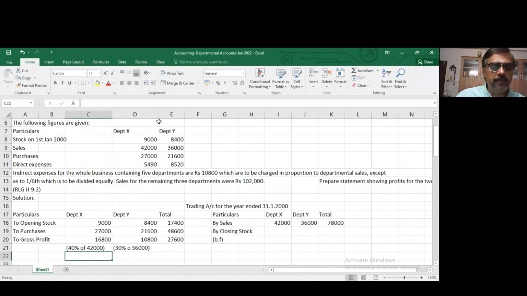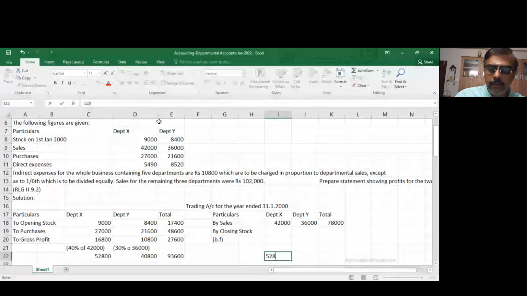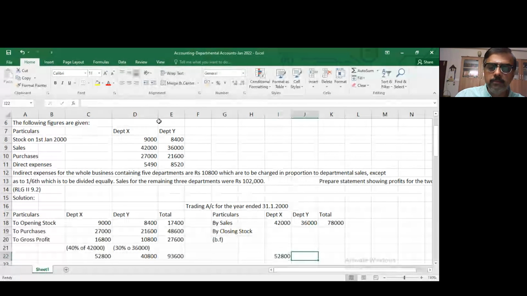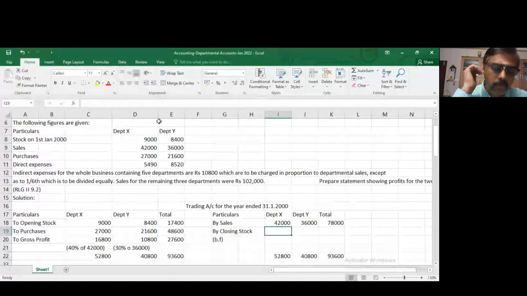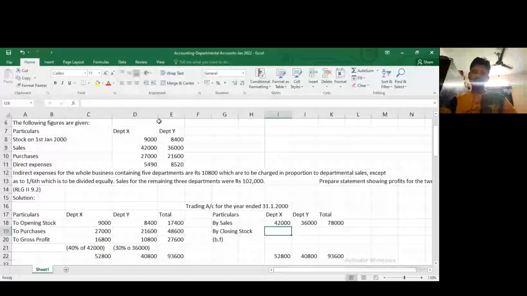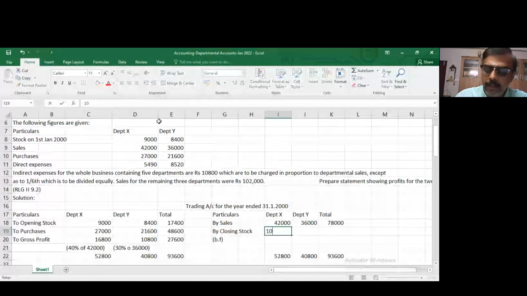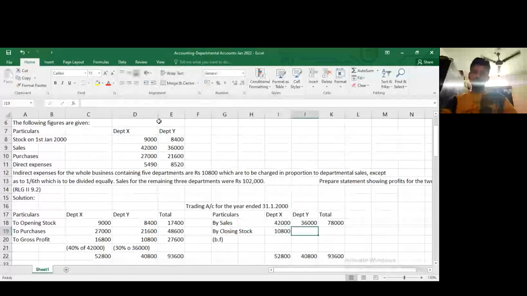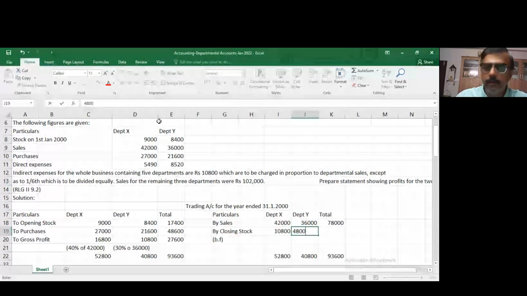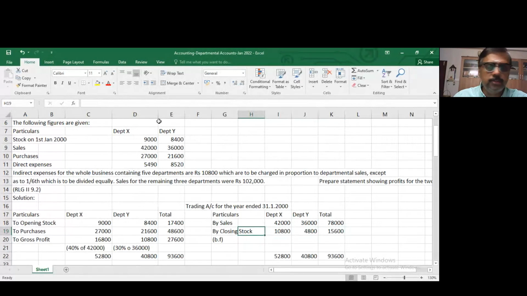So let us put the total on the debit side first. 36,000, 52,800, 4,800, total 93,600. So tell me, what is the closing stock figure? 10,800 for department X. Okay, good. 4,800 for department Y. Very good, excellent. Total 15,600. So that's the trading account for these two departments.